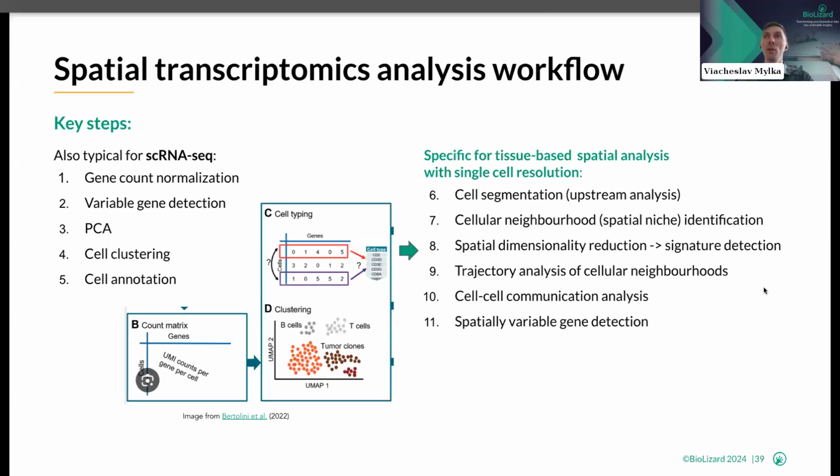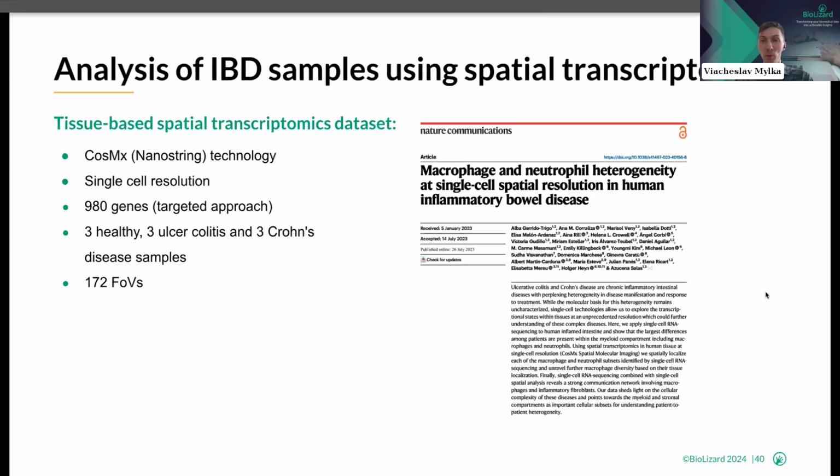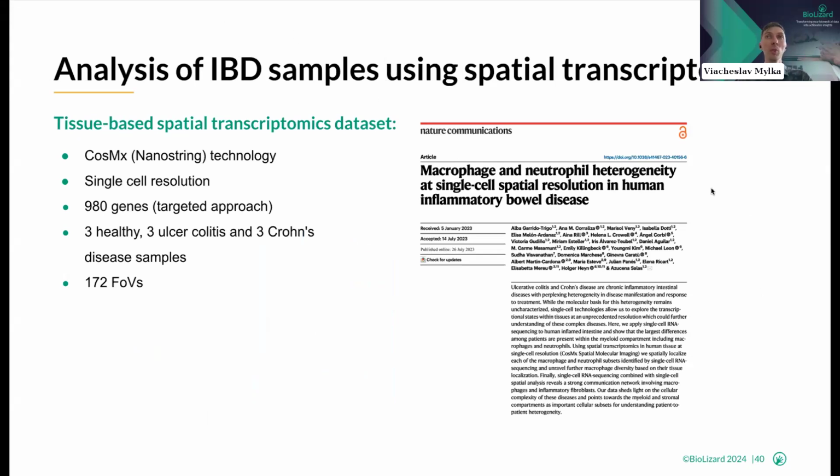Now let's have a look at the first obvious example of what we can do in the spatial field. But first, let's have a look at the example data set for this. Here we will be talking about a subcellular resolution technology, so genes belong to individual cells. The data set was generated by the NanoString CosMx technology. It's a 1,000-gene targeted approach. The type of samples is human inflammatory samples, so we are talking about inflammatory bowel disease.